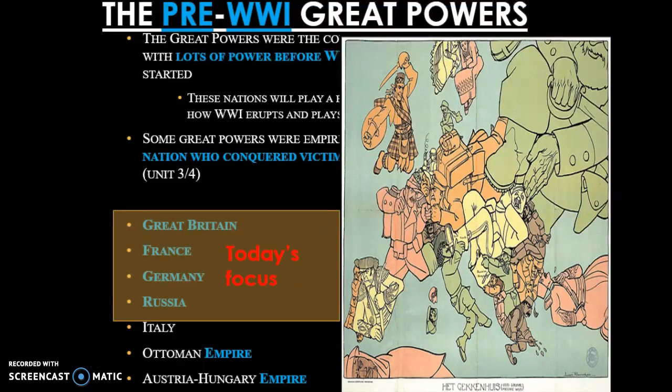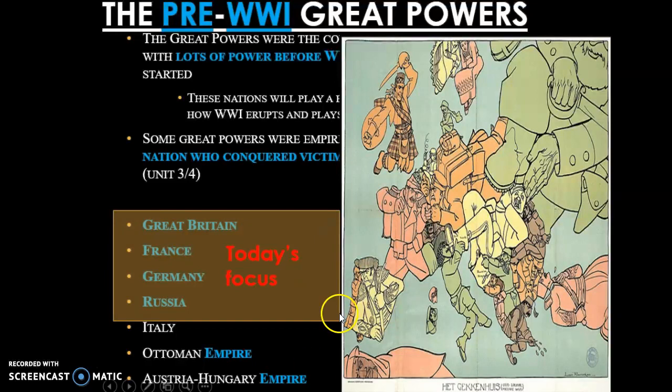Now today, we're only going to focus on these first 4 countries: Great Britain, France, Germany, and Russia, what they were doing, what they weren't doing, and how their actions are militaristic, imperialistic, nationalistic, or showing that they were forming alliances. We'll see how these 4 great powers were practicing militarism, alliances, imperialism, and nationalism, and how their actions ultimately caused World War I.